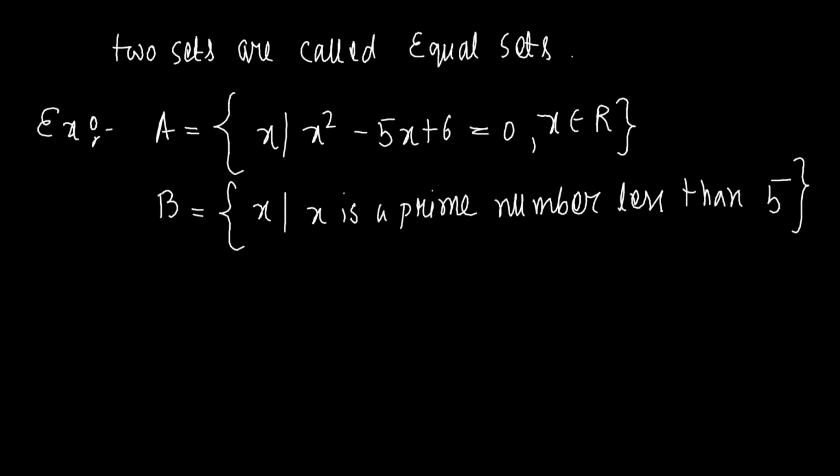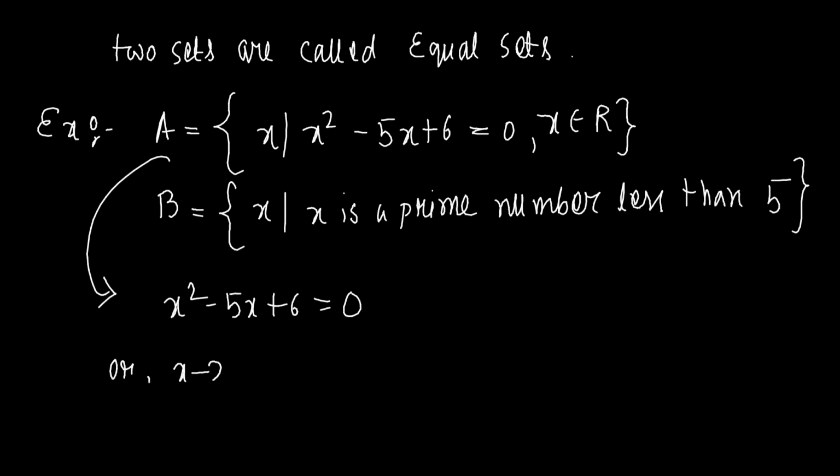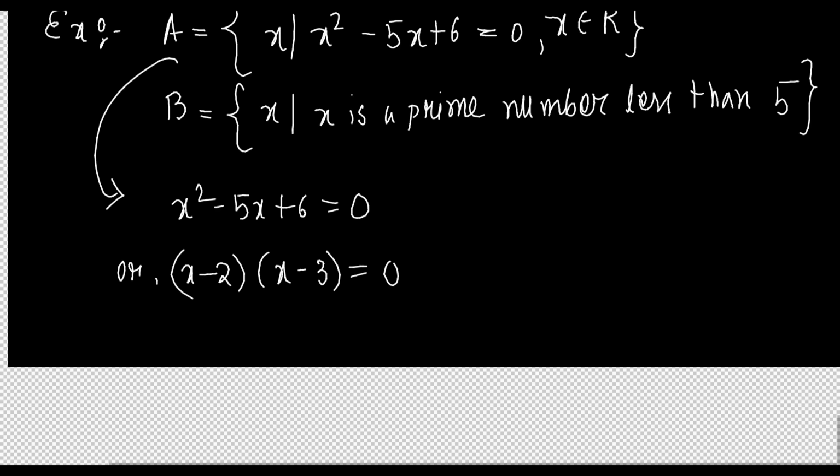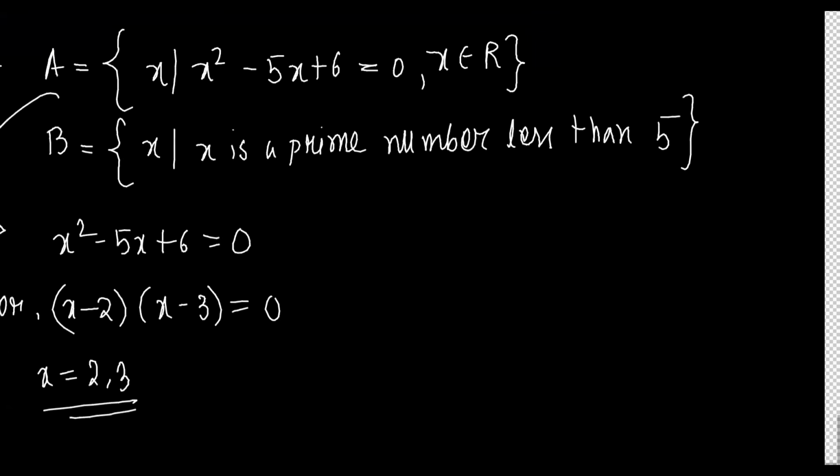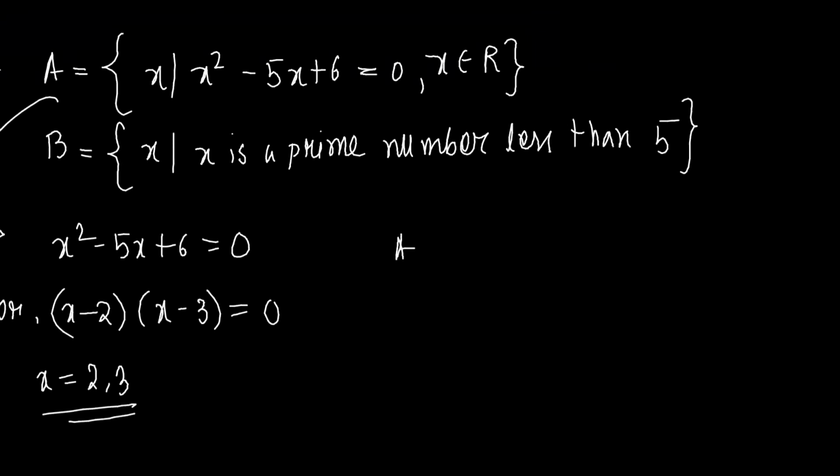Okay. So if you see carefully, if we write this set A in roster form, we need the values of x that satisfy this equation, that is x square plus 5x plus 6 equal to 0. Here the factorization will be (x minus 2) into (x minus 3) equal to 0. So the values of x that satisfy are x equal to 2 and 3. So here A contains only the elements 2 and 3. Therefore, we will write set A in roster form as {2, 3}.